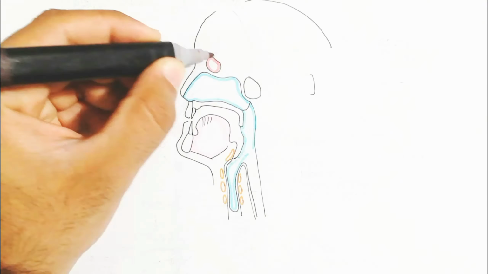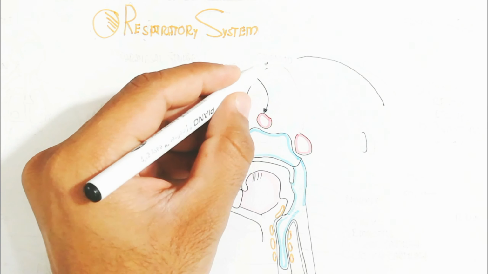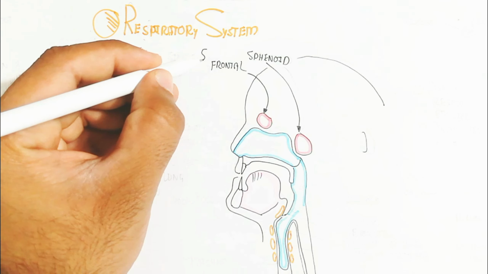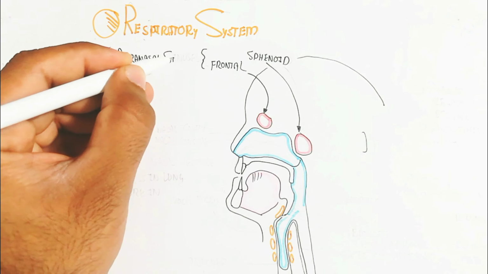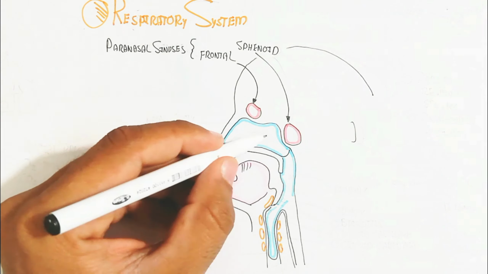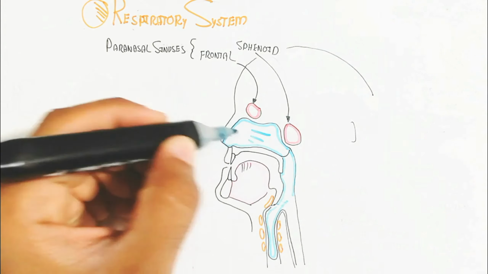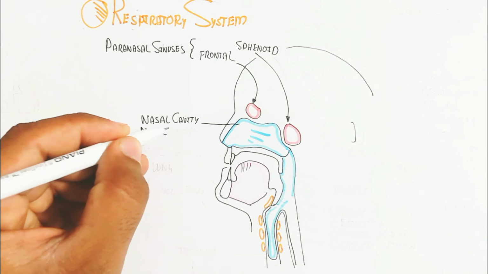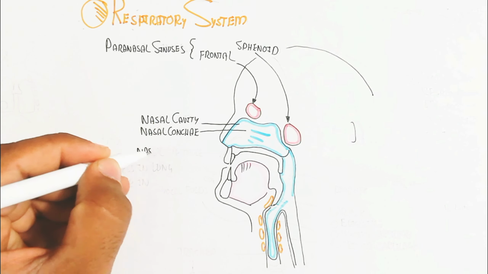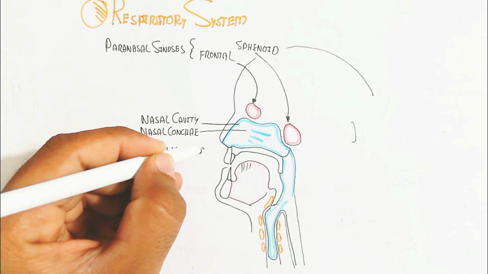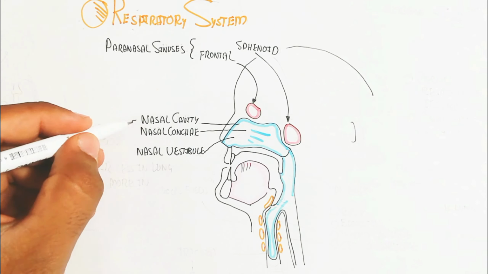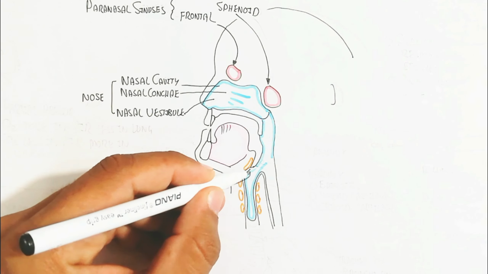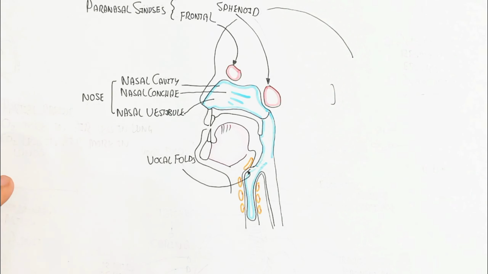We will learn from the person here, which contains, on the upper side, the paranasal sinuses, the frontal and sphenoid. Below the sinuses is the nasal cavity, which is the nose. The nose contains the nasal cavity in the upper part, as well as the nasal concha and the nasal vestibule. This nasal vestibule is used for the inspiration and expiration of oxygen, while our mouth is also used for expiration and inspiration.